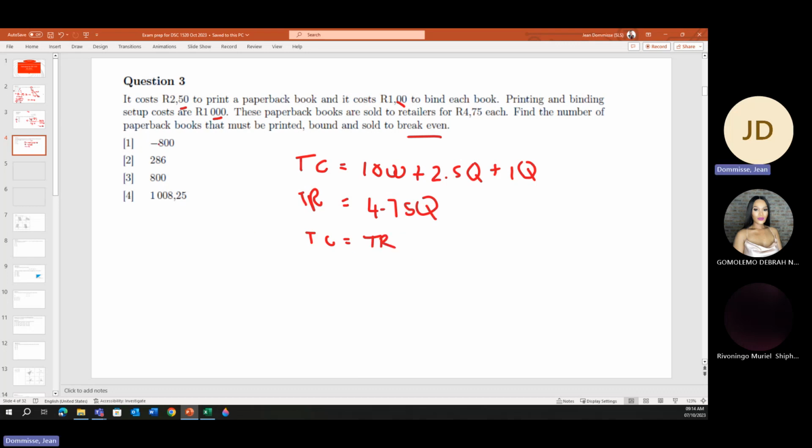Before we do that, let's check out the answers. We can't have a negative, so you can't have a negative number of books. That already is not the answer. If I look at why they would have minus 800, I would have nearly guessed 800, but let's work it out. The total cost function that we've written down is equal to total revenue.